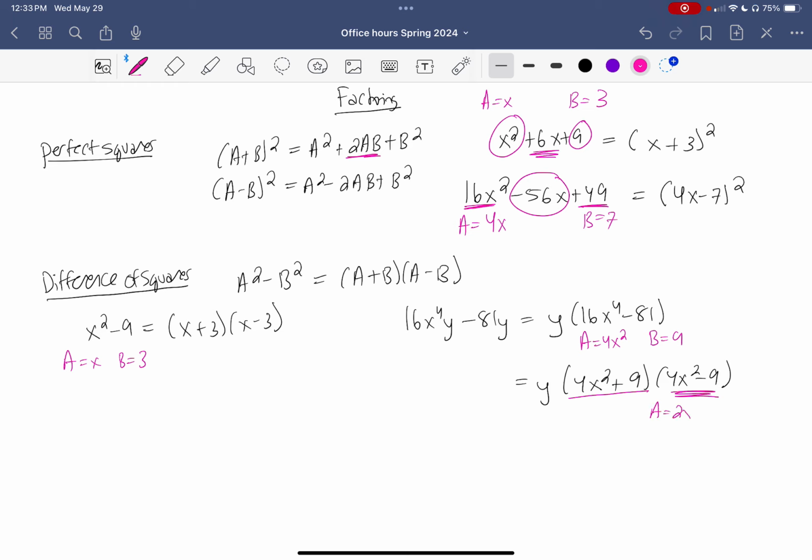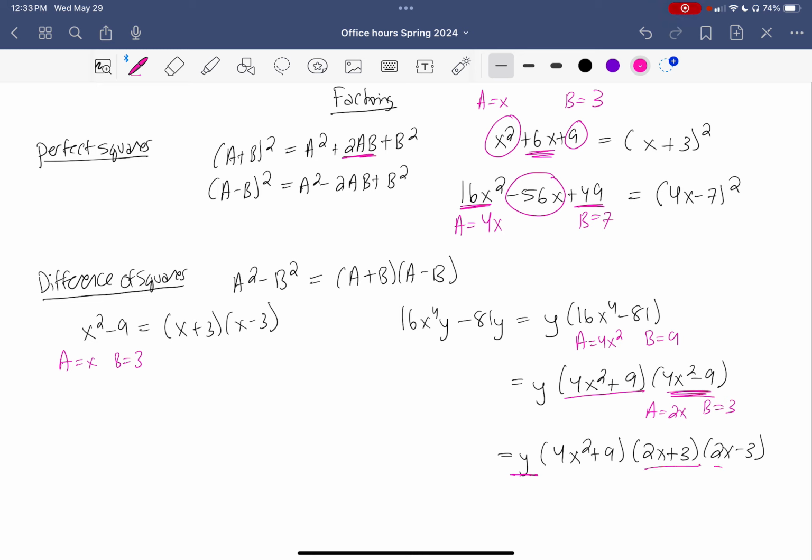For this one, a is 2x and b is 3. So I still have the y, I still have the 4x squared plus 9, but the 4x squared minus 9 then becomes 2x plus 3, 2x minus 3. And now absolutely nothing can be done. By the way, this, and this are all what we call linear terms, meaning they have no exponent in them, can't be factored further. And again, a factor with only two terms in it and a plus in the middle can also never factor. All right.